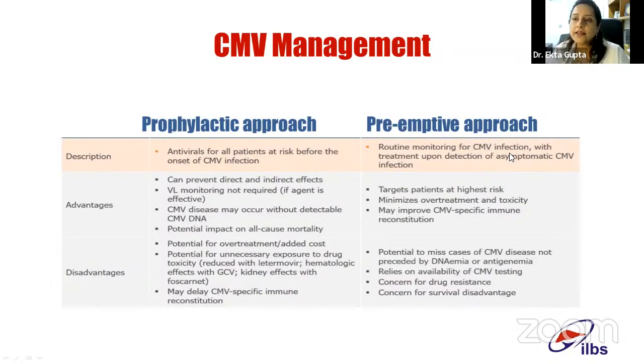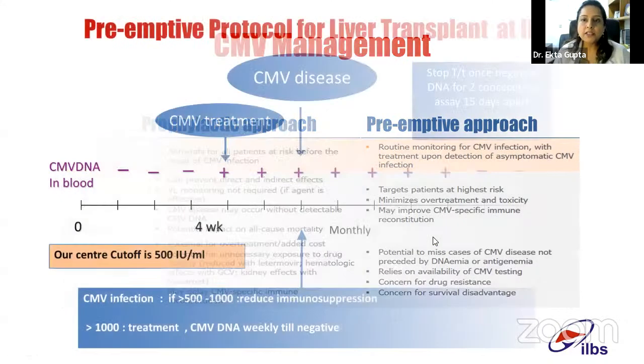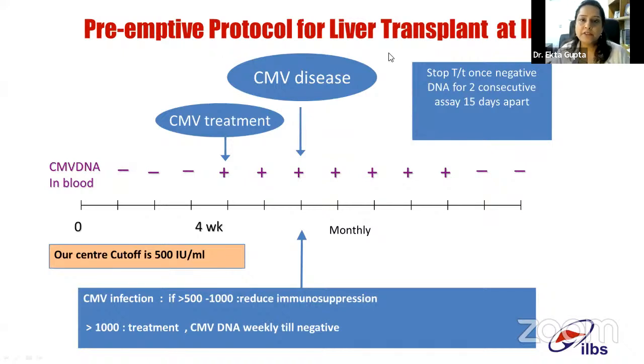The preemptive approach, on the other hand, is that we do routine monitoring by viral load testing, and once the infection sets in, you give antiviral to prevent the disease from occurring. This way you are only doing testing, not exposing patients to treatment. So I'll explain what we do in our center. This is a preemptive approach, the most preferred approach in a low-risk setting like liver transplant, where you can offer CMV DNA testing. Immediately after transplant, every week we monitor CMV DNA till about 4 weeks, and then monthly for about 3 months.